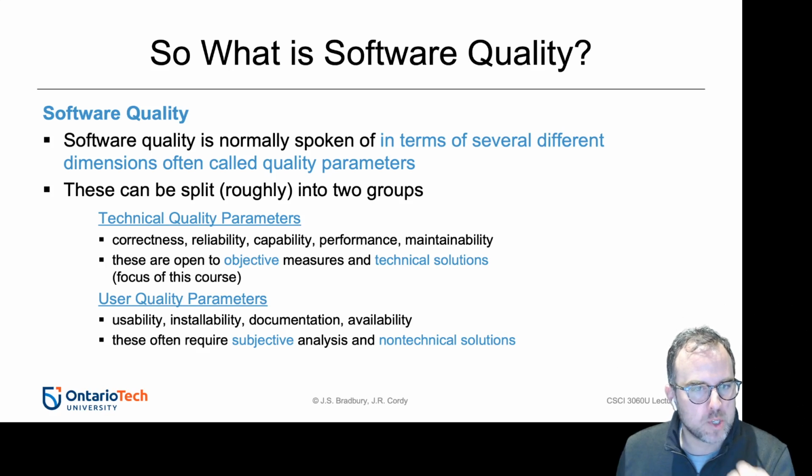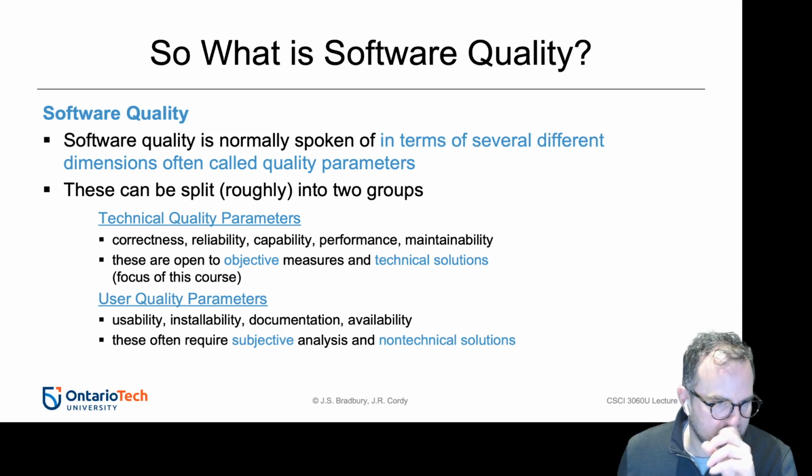And technical parameters would include things that are correctness, reliability, capability, maintainability, and so on. So these are things that are open to objective measures and technical solutions. That's more what we focus on in this course.